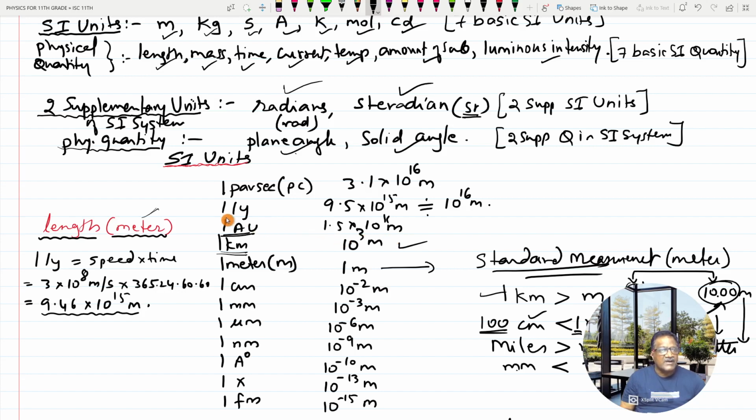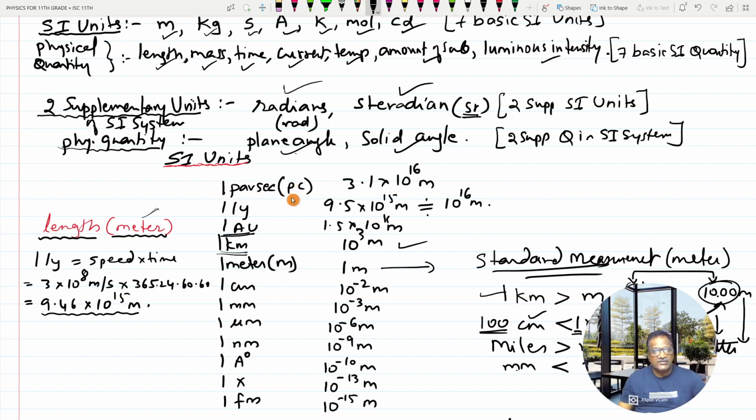Then you have something called light year. Light year is still a unit bigger than the astronomical unit. One light year is approximately equivalent to 10 raised to 16 meter. And you have a unit called 1 parsec.